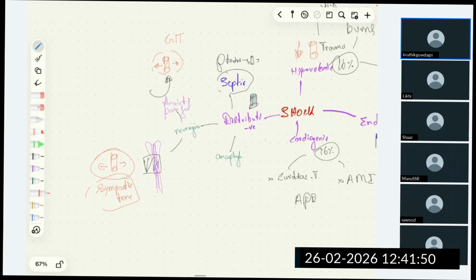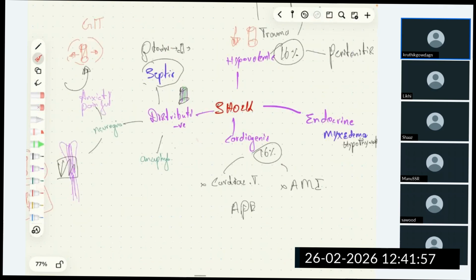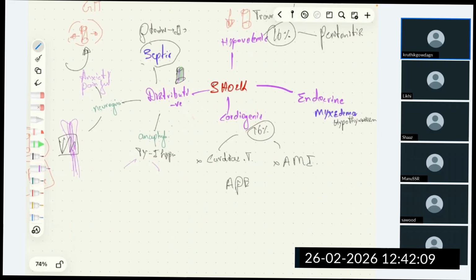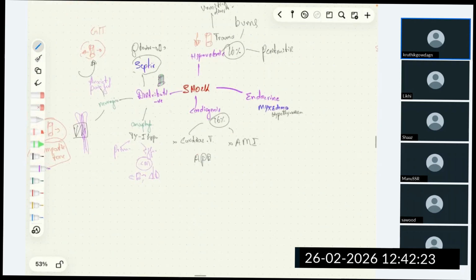The neurogenic shock can be due to 2 things. That's due to anxiety or painful stimulus, or due to spinal cord injury. And also we may have anaphylactic shock, that is secondary to allergy, type 1 hypersensitivity reaction. We know the type 1 hypersensitivity reaction has 2 phases, the priming phase and the effector phase, where there is release of chemical mediators in the effector phase. These chemical mediators lead to vasodilation, bronchoconstriction, etc. We know all these things.